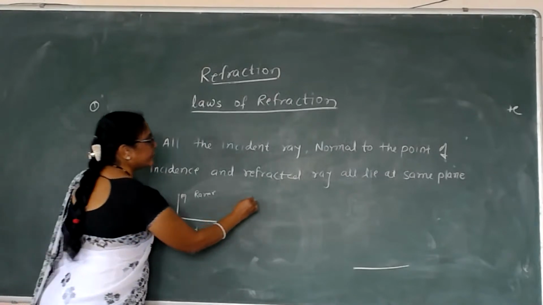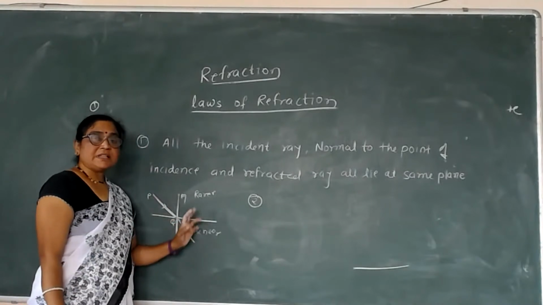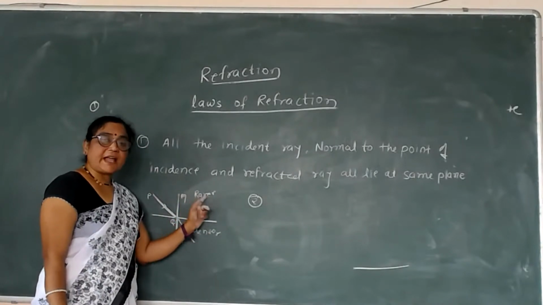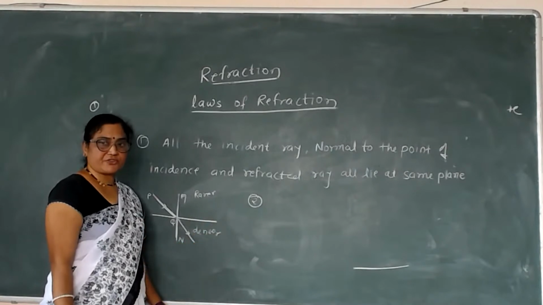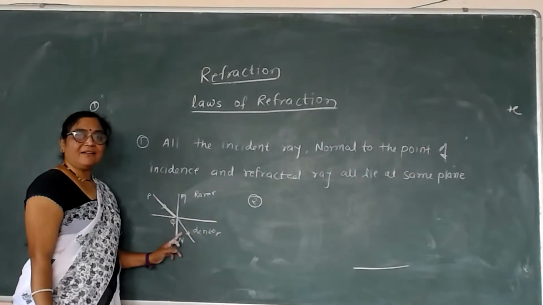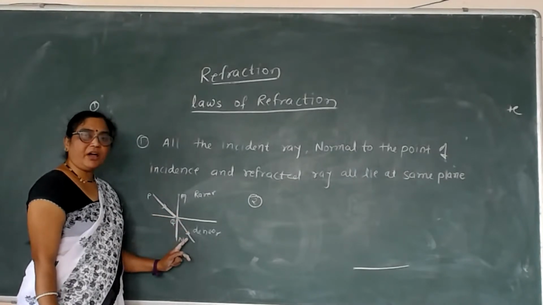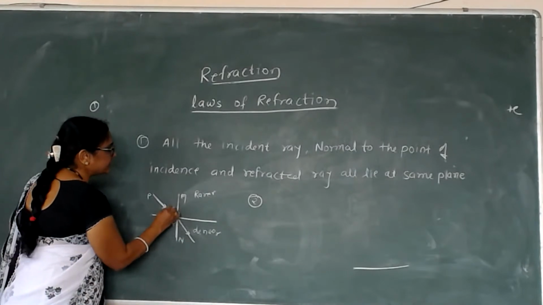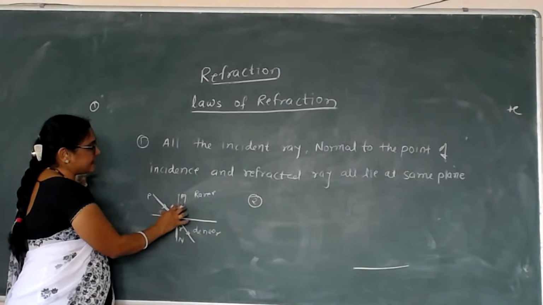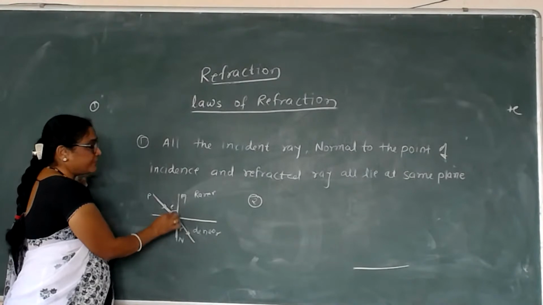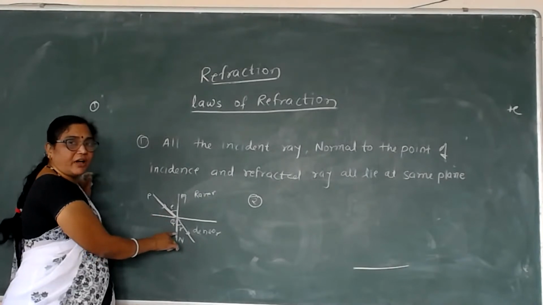The second law is, according to this law, the sine of the angle of incidence is directly proportional to the sine of the angle of refraction. This means the refracted angle depends upon the incident angle. So here, this is known as the angle of incidence. This depends upon the angle of refraction. This means I is directly proportional to R. So the angle of incidence is directly proportional to the angle of refraction.